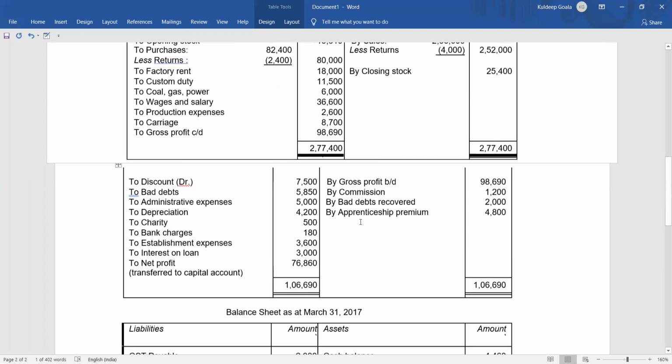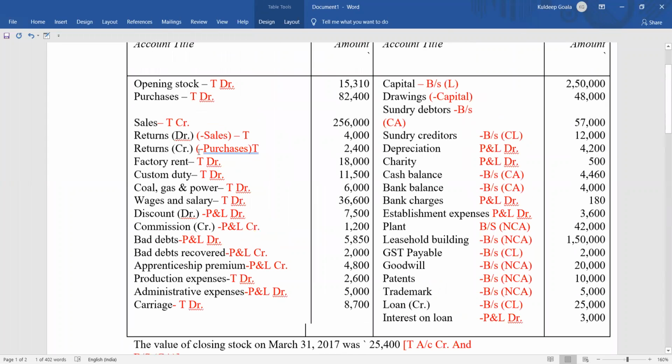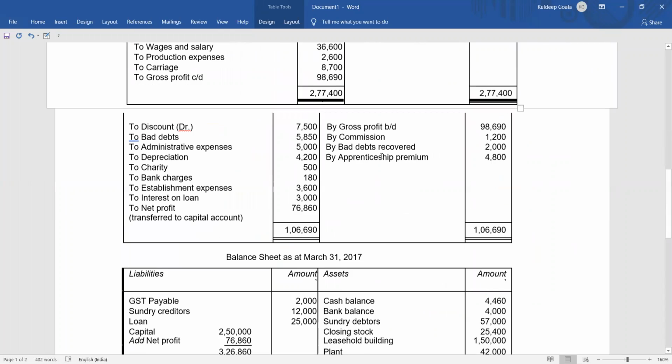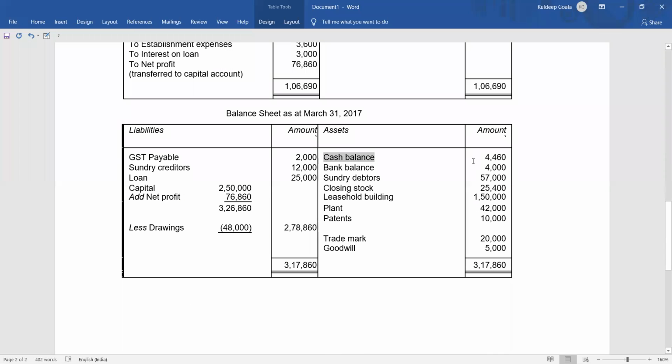Now let's go with the other side, the asset side. So what is in the asset side? We'll just see from the front what is there. Since we are going to follow the liquidity method, first of all, current assets will come. We'll start with cash and bank balance. That is 4,460 rupees the cash balance and 4,000 rupees the bank balance. The cash balance is here 4,460. Then the bank balance 4,000 rupees.